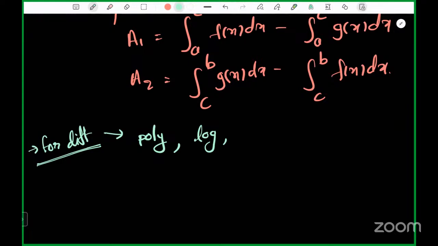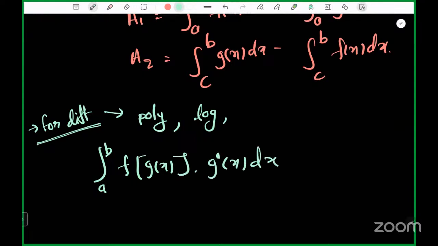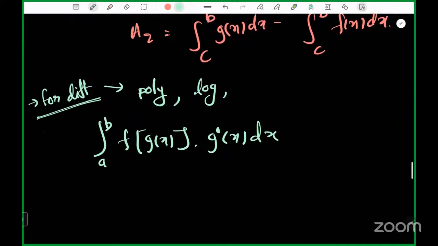And for substitution, that depends on the integration. So you have to look for this form: integration a to b of f of g of x into g dash of x dx. You have to look for this particular form, and then consider this g of x as your substitution. You have to take this to be equal to t. So first of all, you have to find what this g function is.